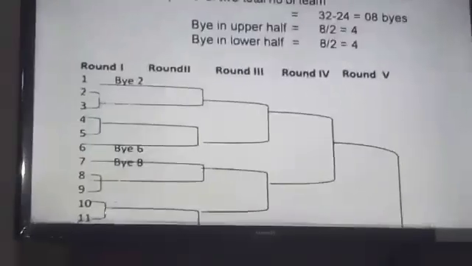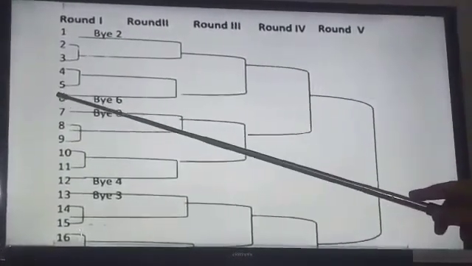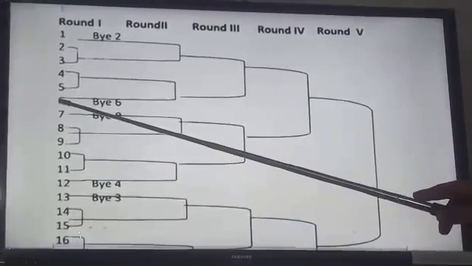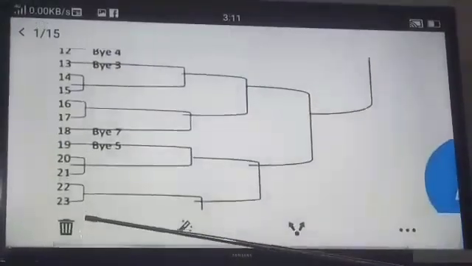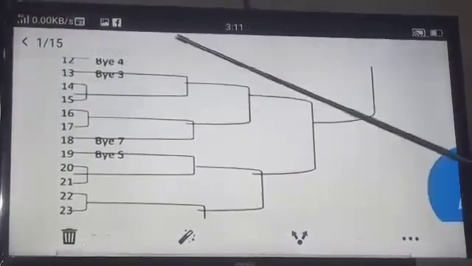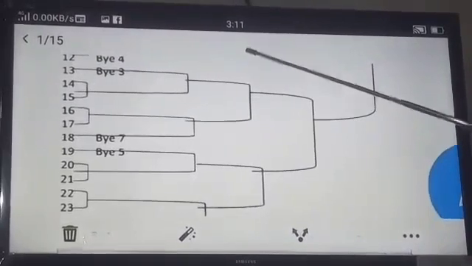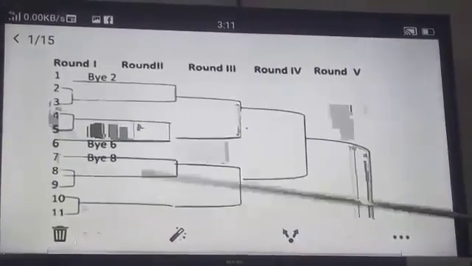Then first quarter, second quarter, third quarter and fourth quarter. They are the 4 quarters, and byes are given as you can see here.